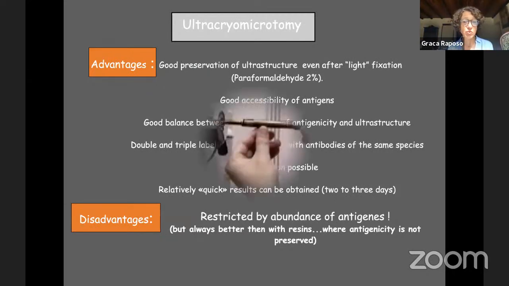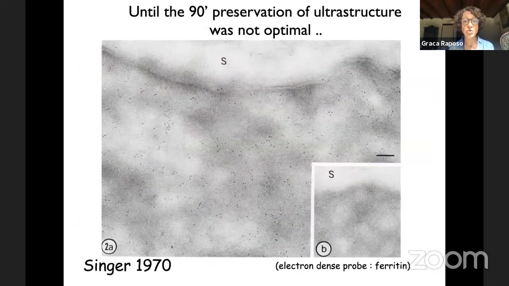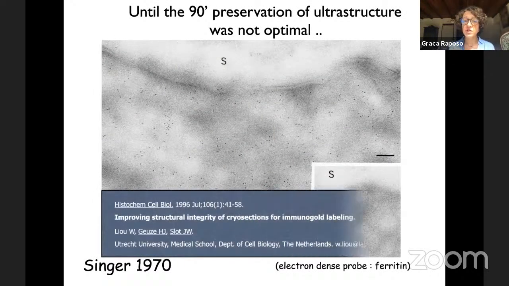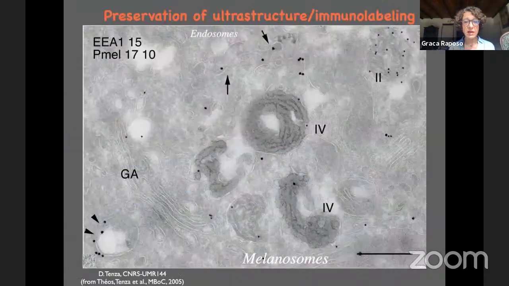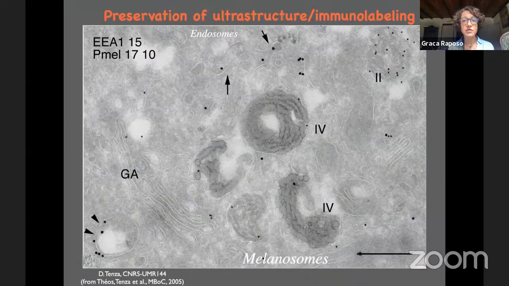And of course, you can do quantification when you go to the microscope. This was some years ago; some years ago it was very difficult, but a lot of improvements have been made over these years, essentially by the lab in Utrecht. Now you can really preserve the ultrastructure very well together with the immunolabeling. Again, these are some of my favorite cells, these melanocytes with the melanosomes.